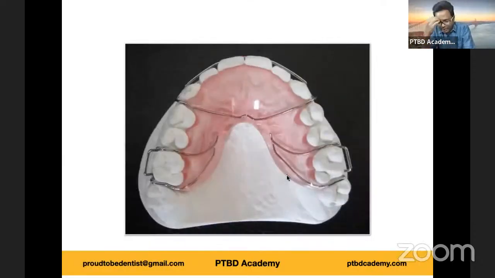Now try identifying this appliance. Arshi has been very enthusiastic. Now you can answer. Let's see how many of you are going to get it right.